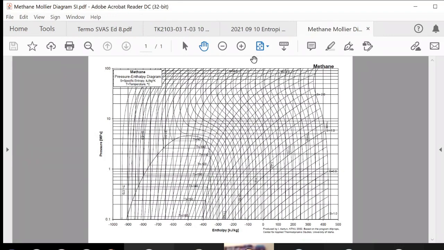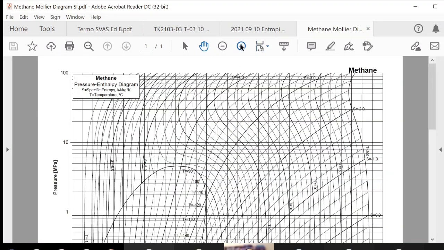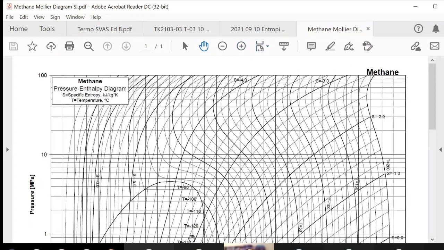Now try to read. Let me zoom in. Okay. The unit of the pressure is megapascal. So over here, this is 10 megapascal. Is it the log of the pressure, the natural logarithm of the pressure, or is it the pressure? The answer is this is the pressure. This is 10 megapascal. This is 100 megapascal. In between, we have 20 megapascal here. We have 30 over here.